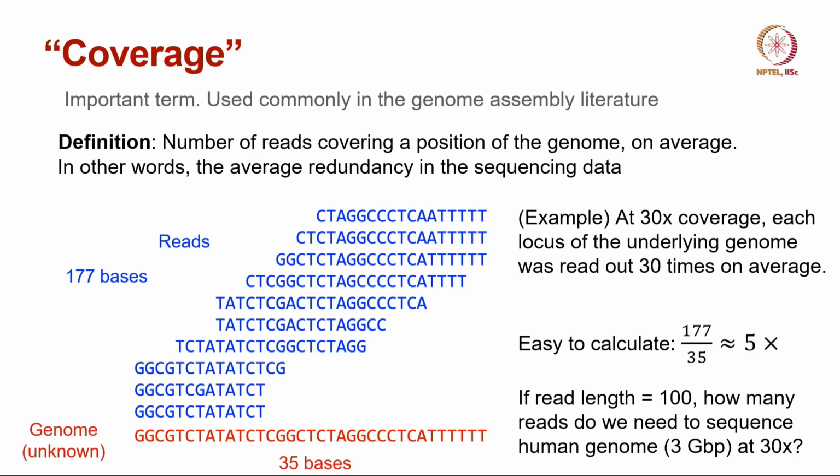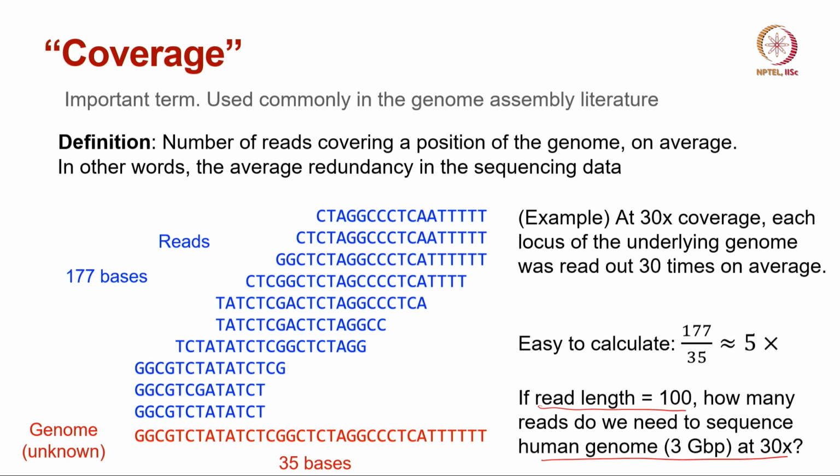A trivial exercise: suppose you have read length 100, that is, all reads have length 100. Then how many reads would you need to sequence for the human genome to achieve 30x coverage? If your read length is fixed to be 100, how many reads do you need to sequence from a human genome to achieve a coverage of 30x?